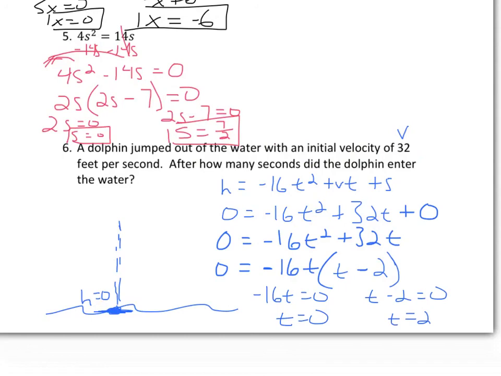Now, what this formula is doing is giving us two possible answers, either t equals 0 or t equals 2. But the answer to our actual question, after how many seconds after jumping out of the water does the dolphin enter back into the water? t equals 0 is the moment that you leave the water, right? So that means that our correct answer is going to be t equals 2 seconds.